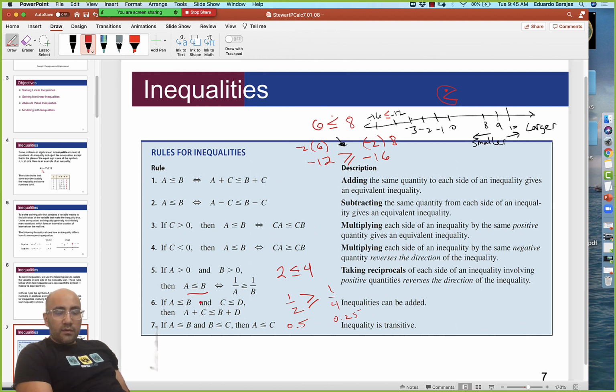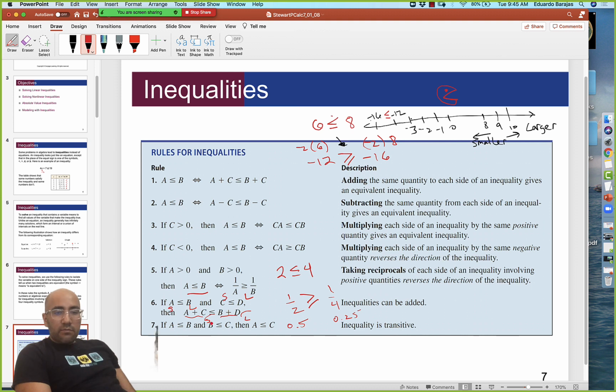And if A is less than B and C is less than D, then A plus C is less than B plus D, right? In this inequality, this one is the smaller, this one is the larger. In this inequality, this one is the smaller, this one is the larger. So this property is just saying that if we add together the two smaller ones, the smaller one plus the other smaller one is less than or equal to the larger one plus the larger one. That makes sense? Good.